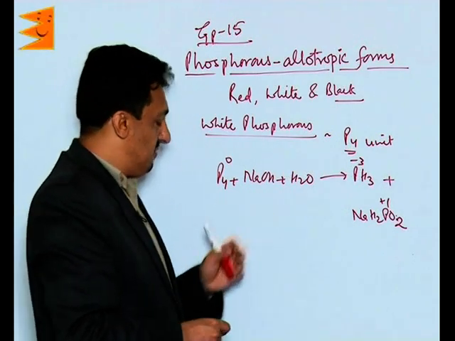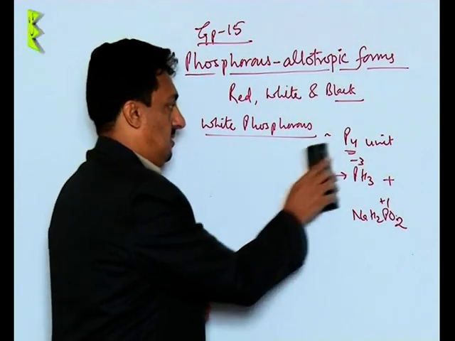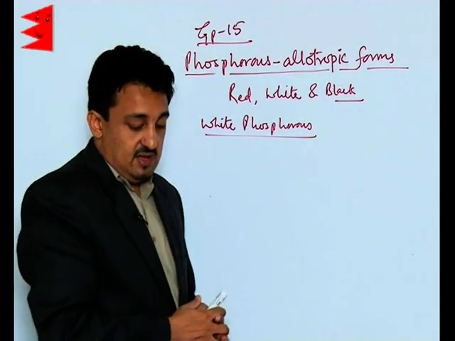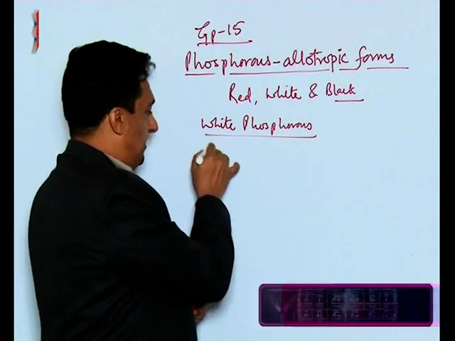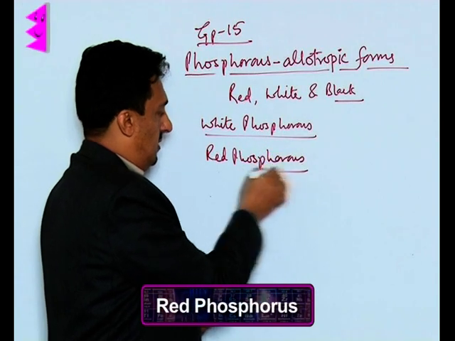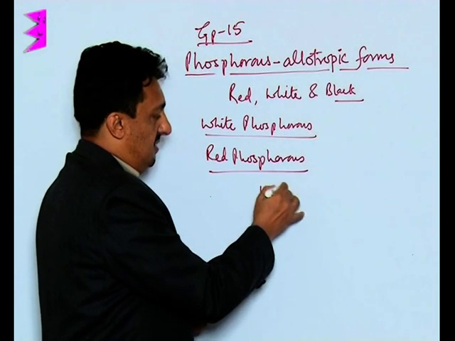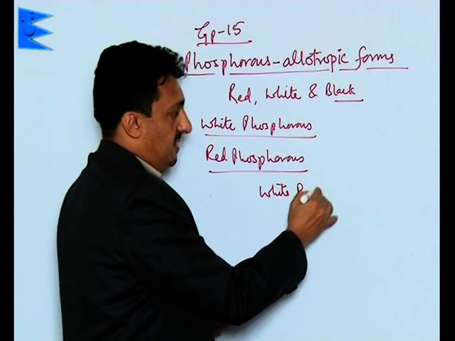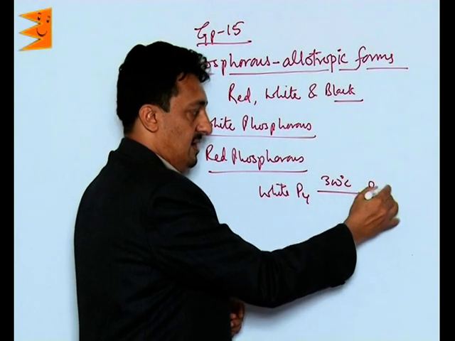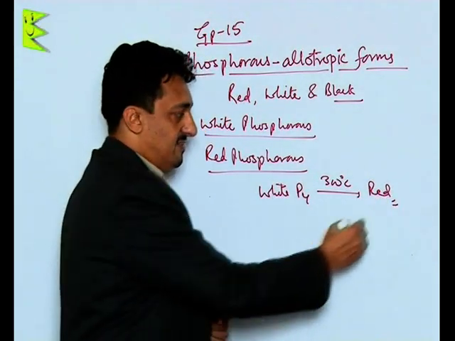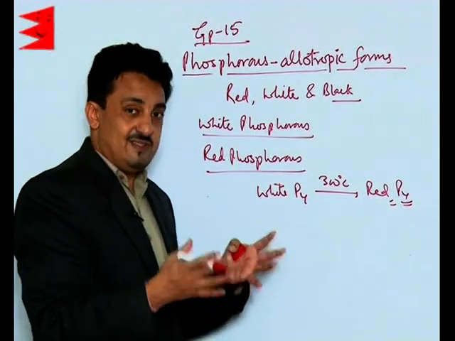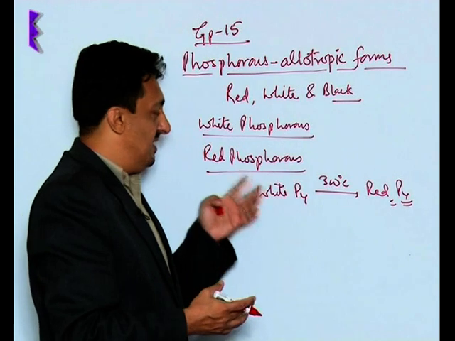Now, this white phosphorus, as I have told you, is unstable because of the large angle strain. Now, let us move to the next one, red phosphorus. Red phosphorus is formed when white phosphorus is heated at around 300 degrees Celsius under pressure. It changes to red phosphorus. Red phosphorus is comparatively more stable than white phosphorus.